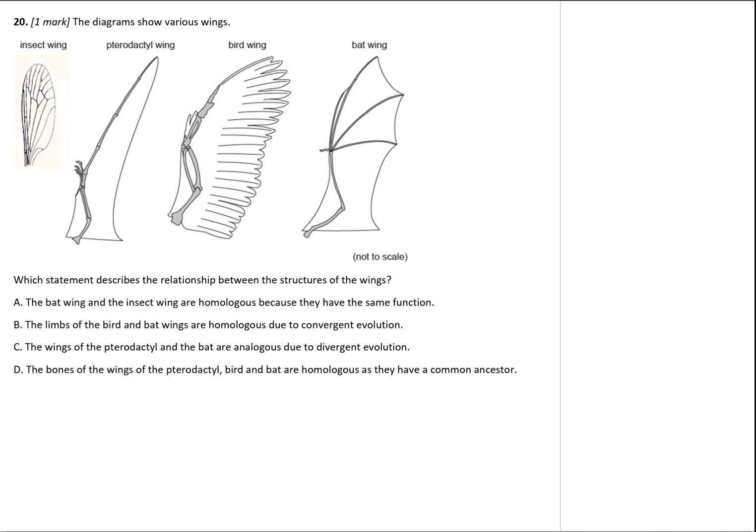No, they're not homologous. There's no common ancestry there. No. The limbs of the bird and the bat wings are homologous due to convergent evolution. It's not due to convergent evolution, so no. The wings of the pterodactyl and the bat are analogous due to divergent evolution. No, they're not analogous, they're homologous. And the bones of the wings of the pterodactyl, bird, and the bat are homologous as they have a common ancestor. Yes, so that is D.